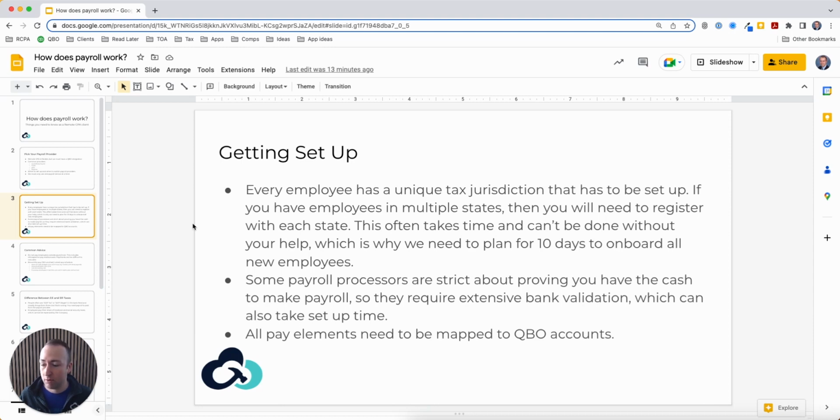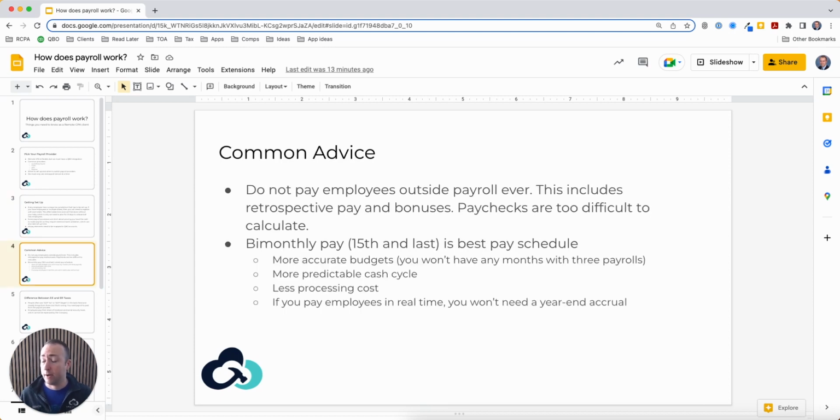So that's why these payroll providers have a strict validation process to make sure that you have the means to actually make your payroll. And within the payroll service provider, online, all of the element codes need to be mapped to QuickBooks accounts. And every time you add a new employee, if they do come along with a new tax jurisdiction or a garnishment or anything like that, anything that's new, it will have to be mapped before we can successfully post it from QuickBooks. So that's what's involved in the phase of getting set up.